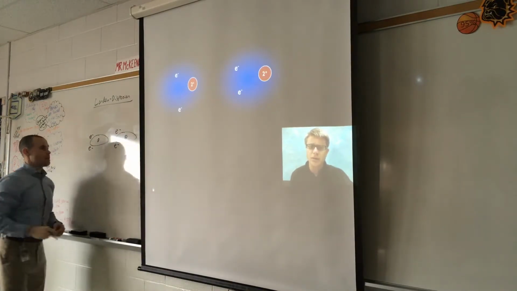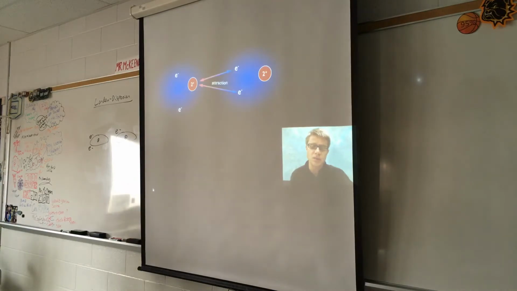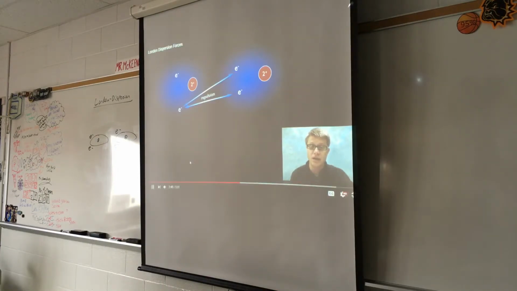What's doing that? Well, the electrons on the outside of one helium are going to be attracted, just Coulomb's law, to the protons on the inside of that other helium. There's also going to be repulsion between those electrons on the outside. And so what this is really creating are 2 what are called temporary dipoles.